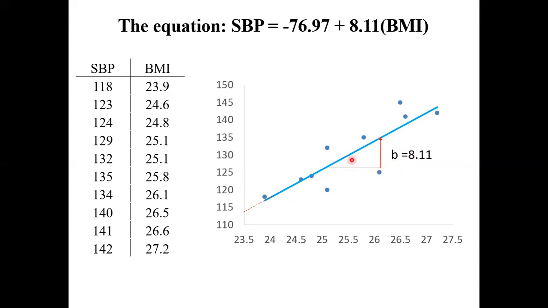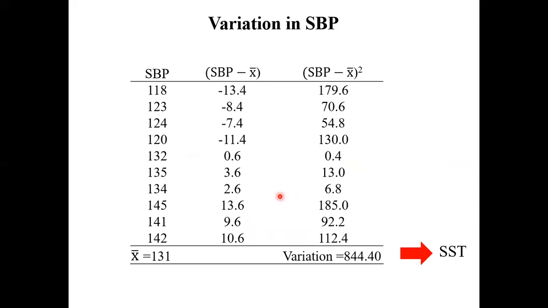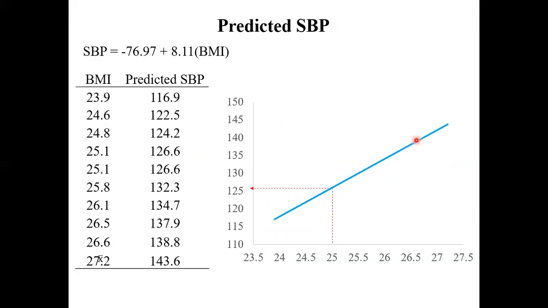First, the graph, is it flat? Flat means BP does not depend on BMI. It's not flat, there's a gradient. That means yes, BP depends on BMI. Next question, how do we take this coefficient? Every unit increase in BMI, BP is expected to increase by 8 units. So we look at them. I don't want to go into details of this.